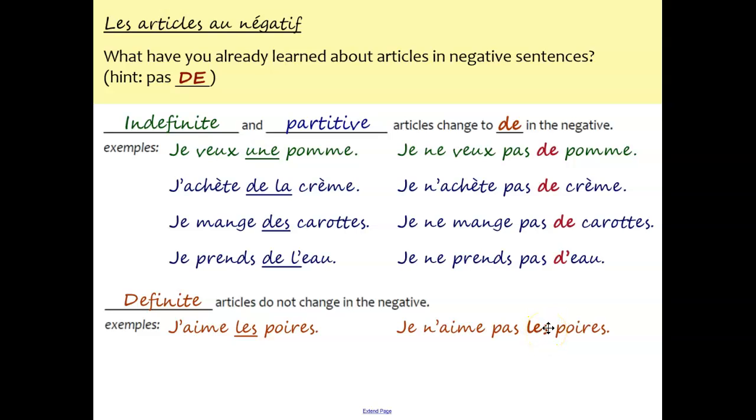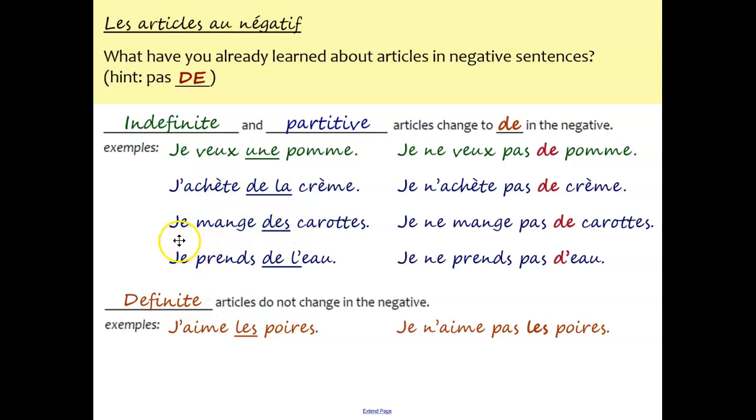There isn't really a great explanation I can give for why these change to de, but these don't. I guess the best logic that I can put together is whether or not I like pears, the pears themselves still exist. I like the pears. I do not like the pears. Pears are still in existence regardless of my opinion about them, because remember, we use articles with opinions or general statements. And so regardless of whether I like them or dislike them, there are still pears.